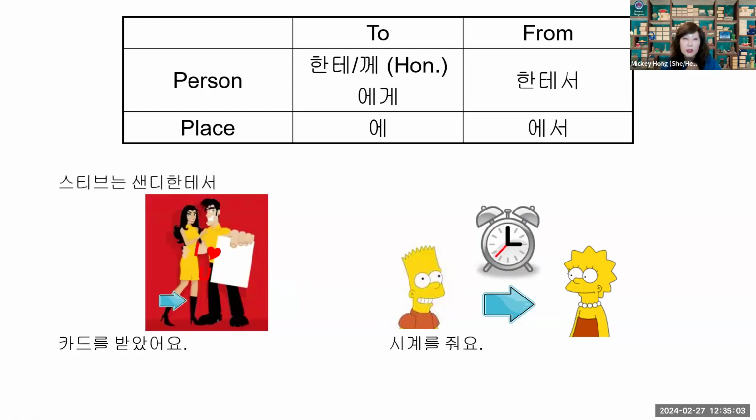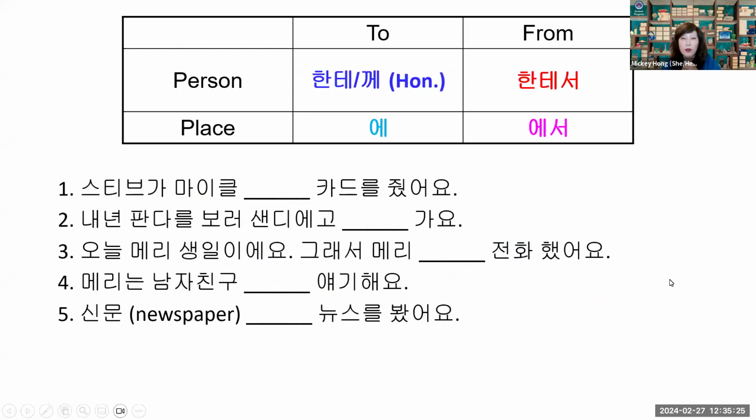스티브는 샌디한테서 카드를 받았어요. Steve received from Sandy a card. 바트는 여동생한테에게 시계를 줘요. Bart to his younger sibling, younger sister, gives a watch or clock. In Korean, 시계 can be either watch or clock. 손목시계 is literally wrist clock, means watch.